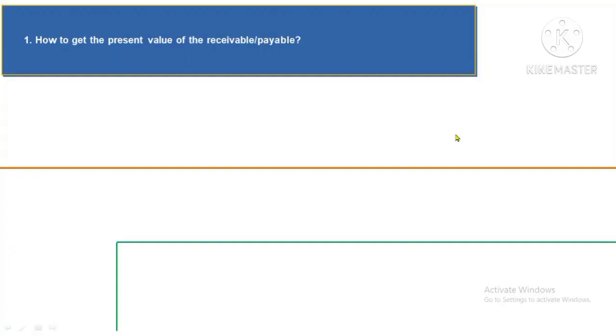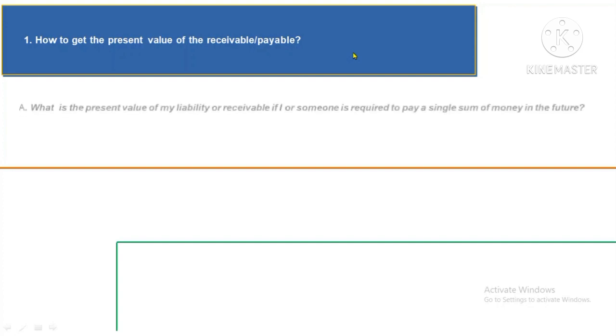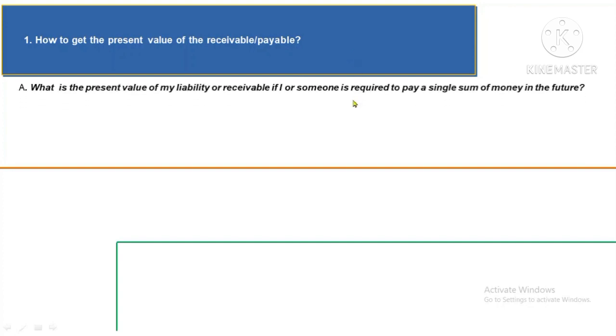Question number 1 is how to get the present value of the receivable or payable. Receivable if you are the creditor and payable if you are the debtor. Here, we have 3 sub-questions to answer. Sub-question A is, what is the present value of my liability or receivable if I or someone is required to pay a single sum of money in the future?